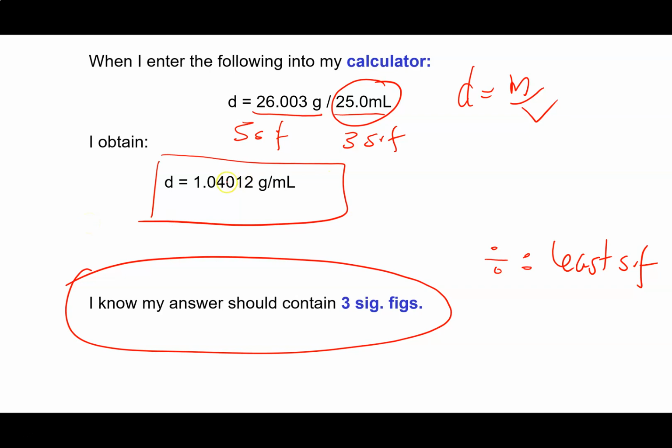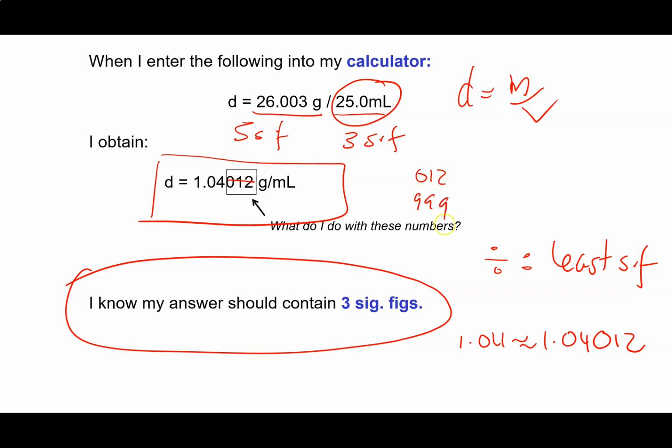So what I've got to do is get rid of those 3 digits on the end there. The question is, what do I do with them? Well, in this case, if I just cut them off, 1.04 is a pretty good approximation to 1.04012, right? But what about if those numbers, instead of being 012, were 999?